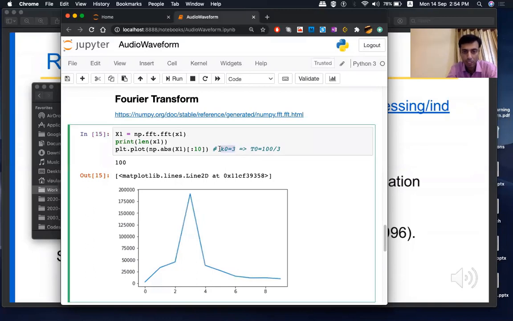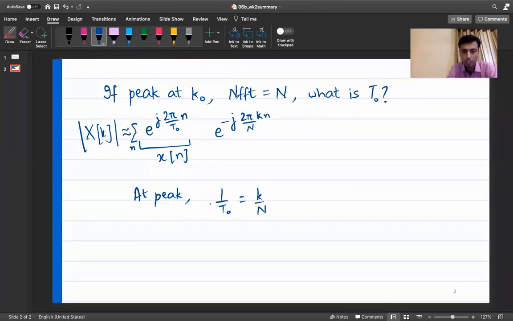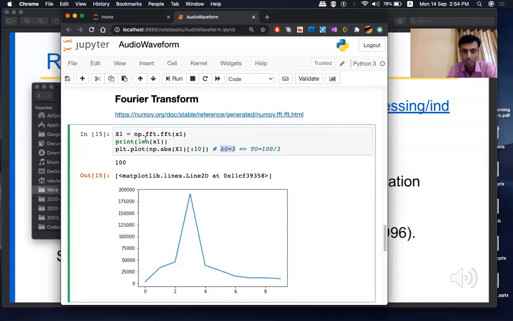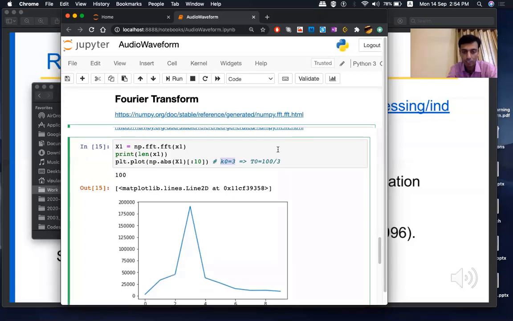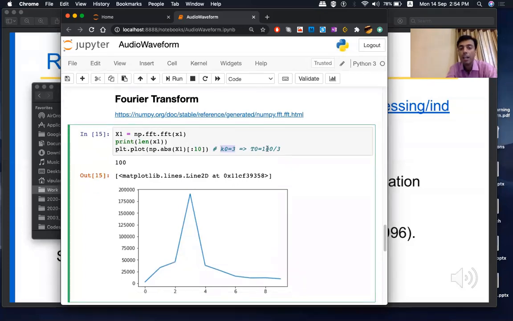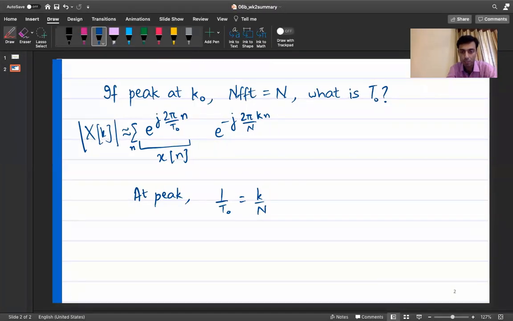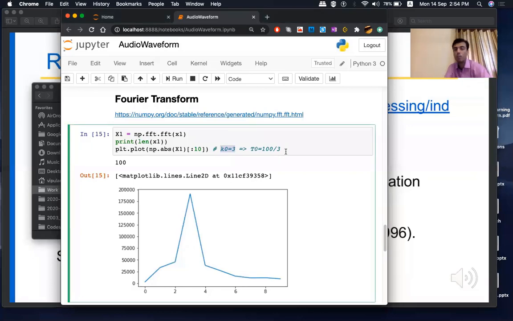Now, if my K naught is 3, what is my capital T naught? My capital T naught will be from this formula. Capital T naught is capital N upon K. So what is capital N? Capital N is 100, right? Length of x1. If I don't give any specific n here, it will be length of x1. So my capital N is 100 divided by K naught, which is 3. Right? Capital N divided by K or K naught, which is 3. So it is approximately 33.